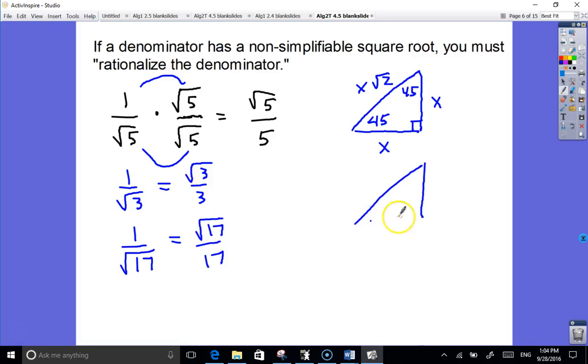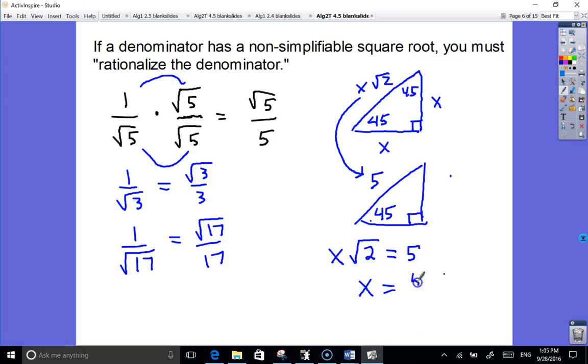You would be given a 45, 45, 90 triangle. And you would be given one side length. Maybe the hypotenuse is a 5. And then you would have to solve for the others. Right? How would you do that? You would say x root 2 must be 5 because they're both on the hypotenuse. X root 2 equals 5. And then you would solve for x, right? You would have to divide both sides by the square root of 2, so you would get 5 over the square root of 2. And then you rationalize the denominator to make 5 root 2 over 2.